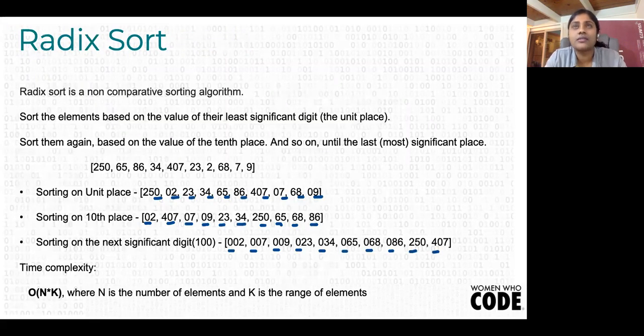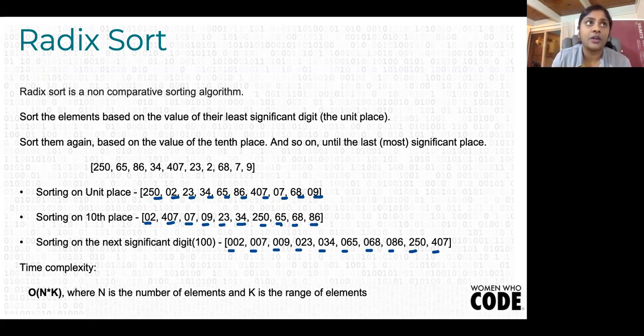The next one is the Radix Sort. We're not going to go into detail on this Radix Sort, we'll just have an overview of what it is. Radix Sort is a non-comparative sorting algorithm. How that's done is the elements are sorted based on every position.